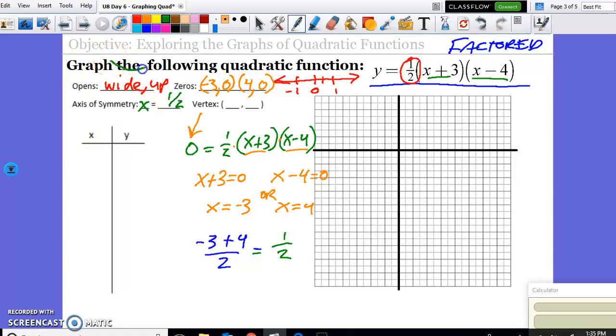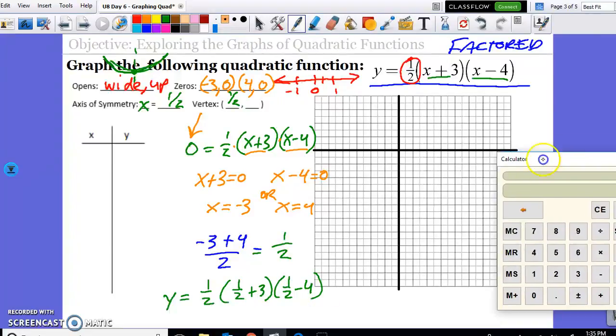If you imagine when you look at this parabola, if it's wide and opening upwards, the vertex is going to be right here on the axis of symmetry. So I have to plug in 1/2 into the equation for x to find the vertex. So I'll do that now. Y equals, and I have 1/2 times 1/2 plus 3 times 1/2 minus 4.